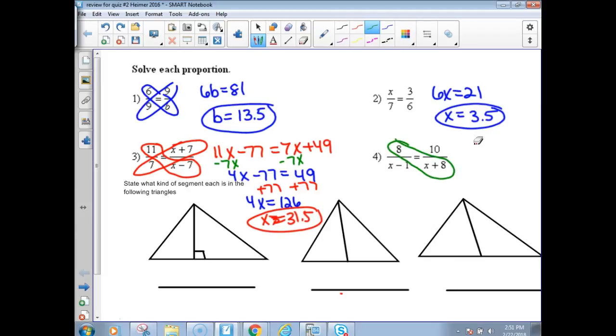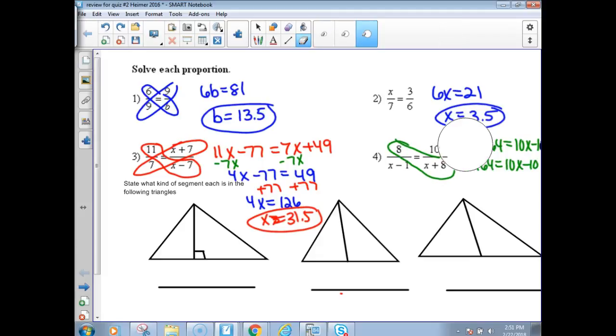Number 4, we should have 8x plus 64 equals 10x minus 10. I wrote that goofy, so I need to rewrite it so you can see it. 10x minus 10. Don't forget to multiply.